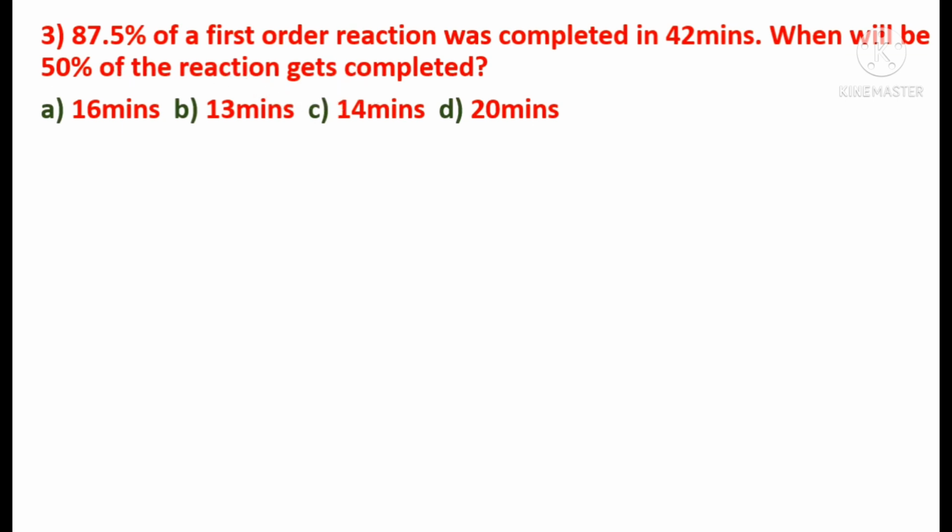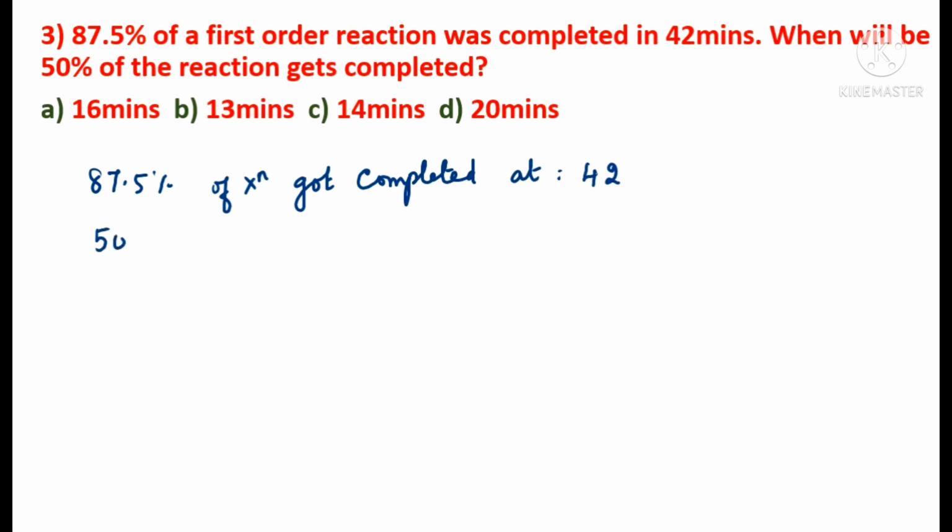Let me write the given data. 87.5% of the reaction got completed at 42 minutes. They are asking you to find out at what time 50% of the reaction got completed. That's the question. That means they are asking you to find out the T half. Understood? 50% is T half, time taken is T half. Can you just recall the formula which relates this half-life T half with that of the reaction completion, 87.5% of the reaction completed?